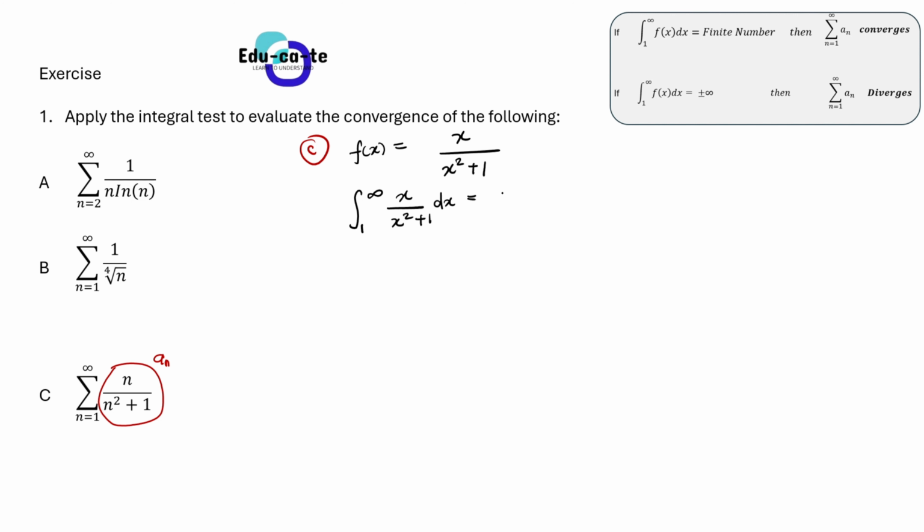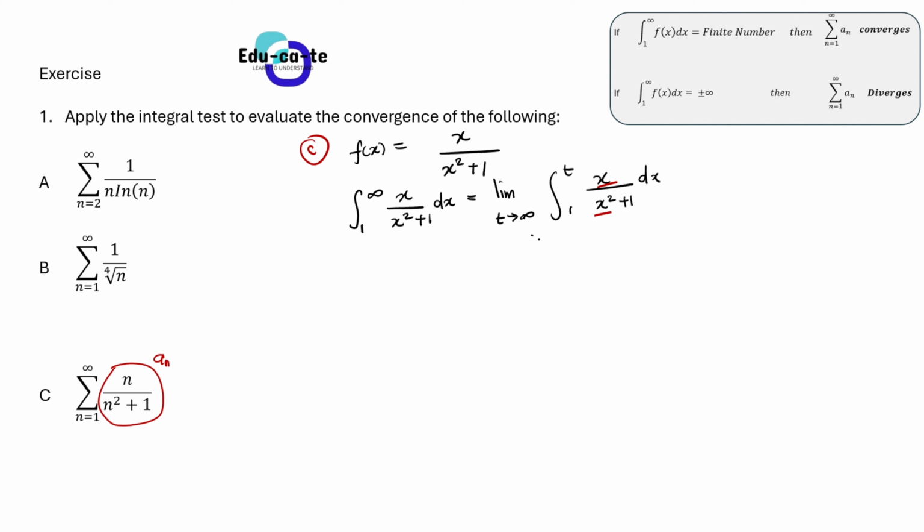And then this is going to give you the limit as a variable t approaches infinity from 1 until t of x over x squared plus 1 dx. Now, to apply the math here, the best technique for integration will be u substitution as well, because you can see that when you differentiate x squared, you can get x. So basically, you can use u substitution.